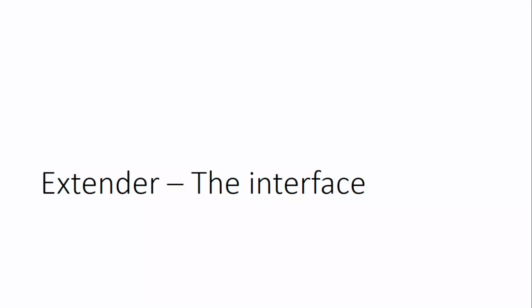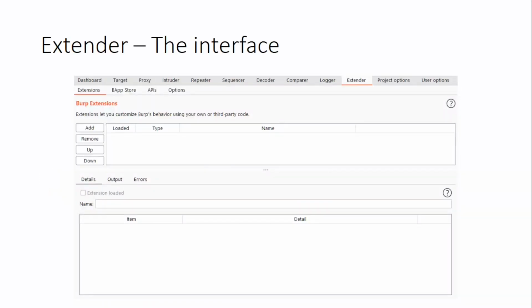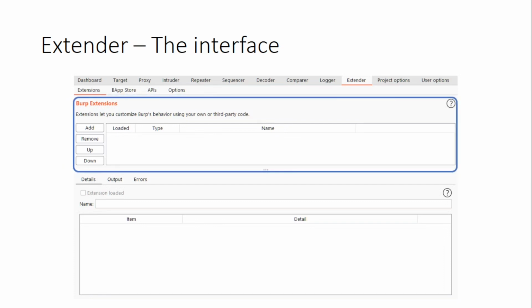That's what we'll discover together today. First things first is have a look at the interface. So the interface, when we open the Extender module, we end up on the Extensions subtab. In the Extension subtab, the first thing that we have is Burp Extensions. And in here, in the screenshot, there is no extension for now, but we'll be adding extensions later. So this box with the Burp extensions provides us with a list of extensions that we have installed and allows us to activate or deactivate them for the project we are working on.